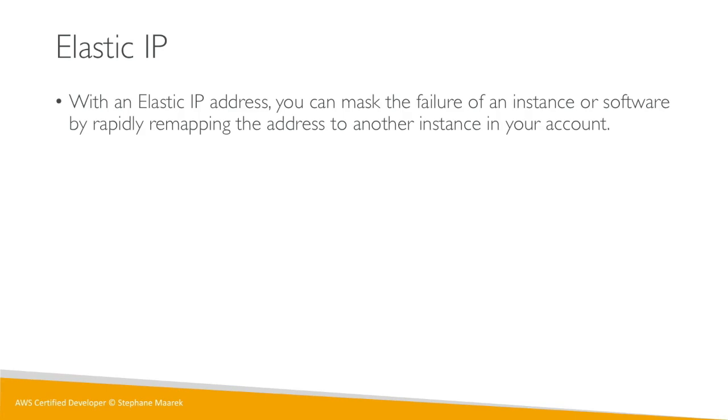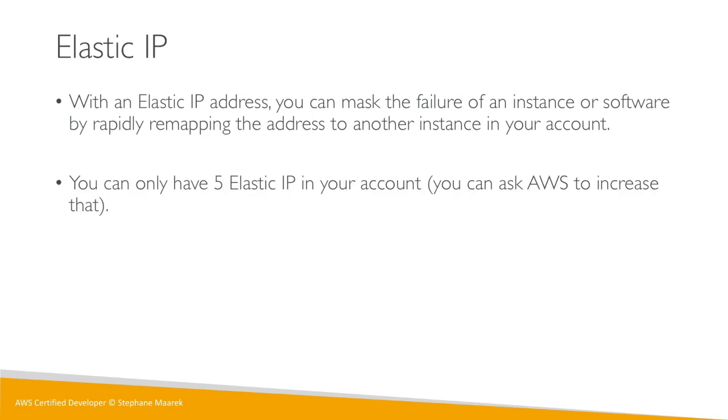And basically, when you have an IP address and it's elastic, you can use it to mask the failure of an instance or software by quickly moving it from one instance to another. But it's quite an uncommon pattern, because you can only have 5 elastic IPs in your account. Now you can ask AWS to increase that, but it's quite rare to use them. Overall, I would recommend trying to avoid using elastic IPs.